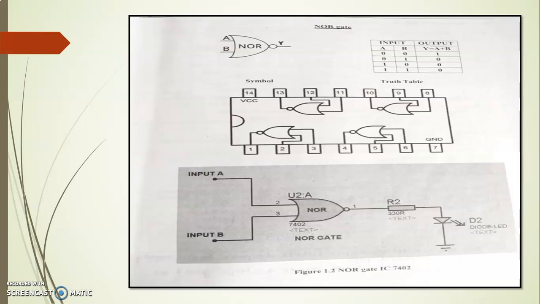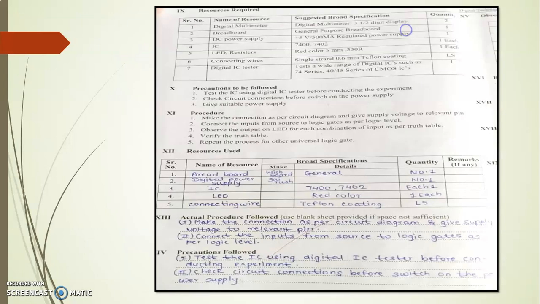Next is the NOR gate. For the NOR gate we have 2 inputs, and you can see the circuit diagram and logic diagram. In the truth table we can see the A B values 0 0, 0 1, 1 0, 1 1. So Y equals A plus B, bar. The outputs are 1, 0, 0 and for 1 1 it is 0. This can also be seen in the theory lectures. Next is the resources.